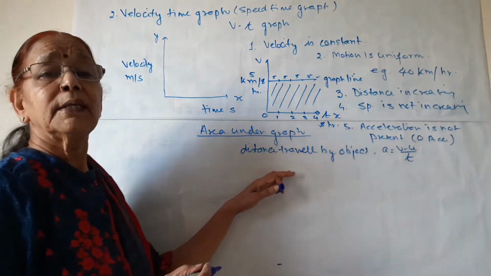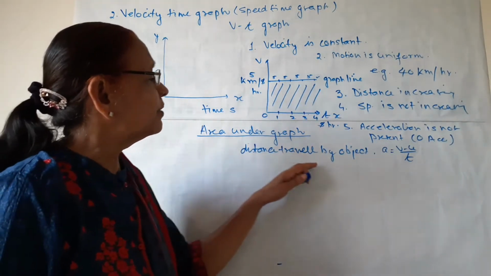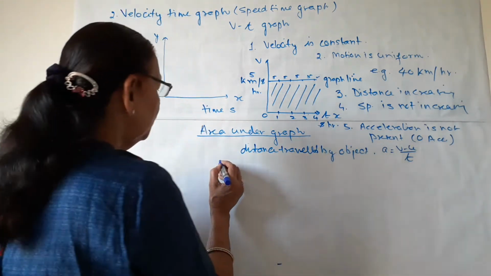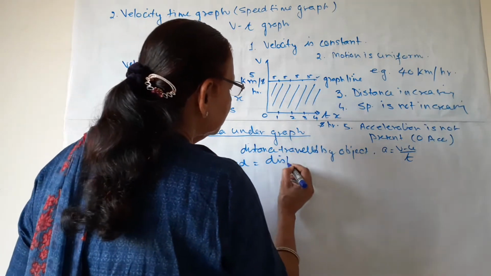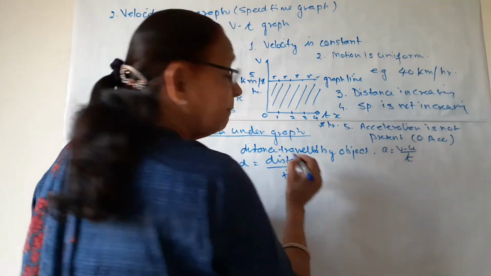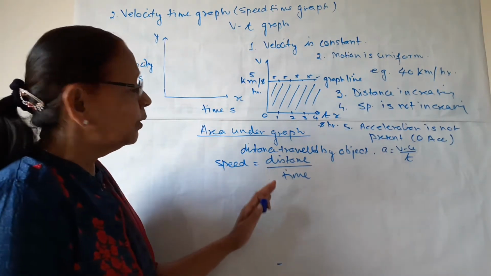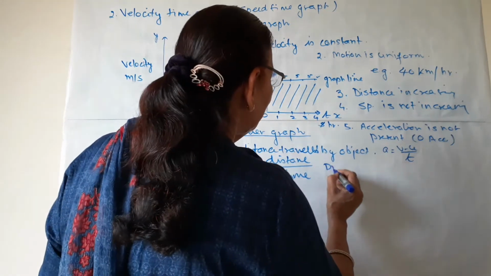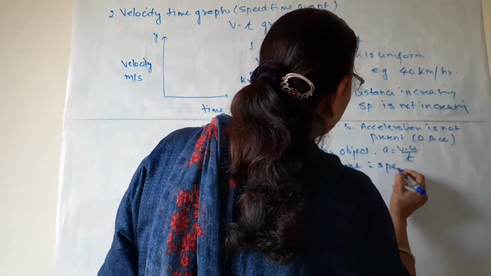How do we come to the conclusion that this area is equal to the distance traveled by the object? Let us see. All of you know that speed is equal to distance upon time. This is the first formula in motion, a very easy formula. Speed is equal to distance upon time, so distance will be equal to speed into time.